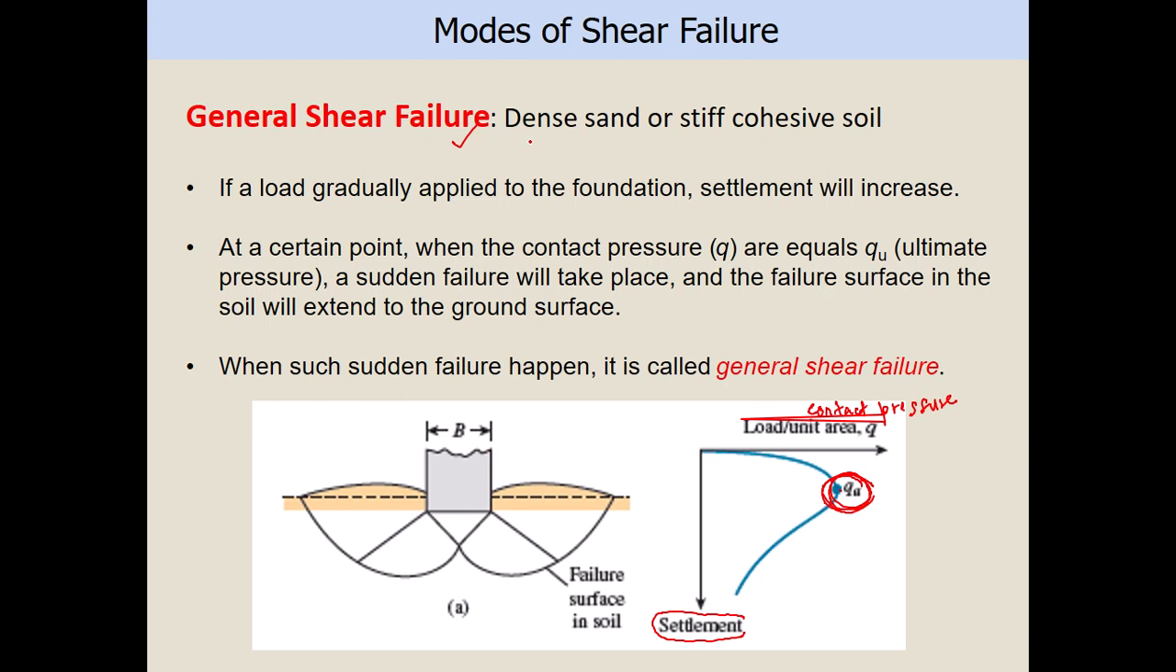The general shear failure is for dense conditions, for dense sand and stiff cohesive material. When we apply the load, because the soil condition is dense, it will dilate. That's why there is dilation here, at the ground surface. So this is the case of the general shear failure.